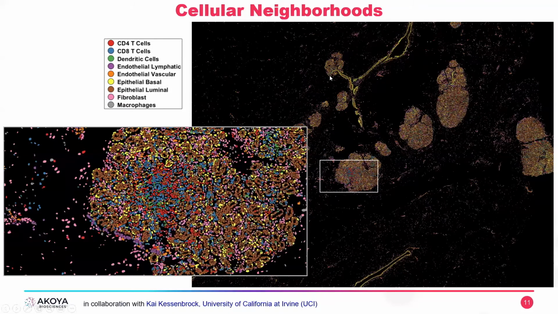Now, if you look at that a little bit more closely, you can see it's quite a jumble of different cells. Generally, you have a lot of luminal cells, secretor epithelia, surrounded by basal cells, but there's also a contingent of immune cells inside of this breast.